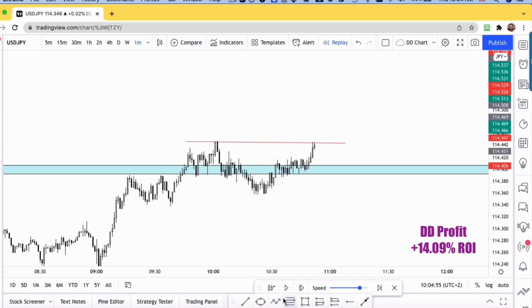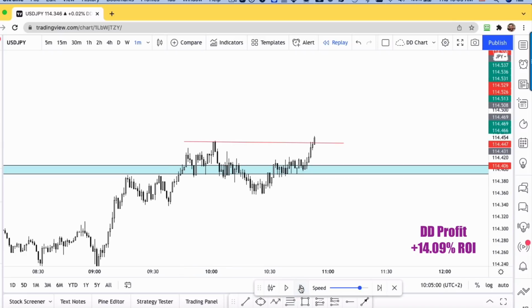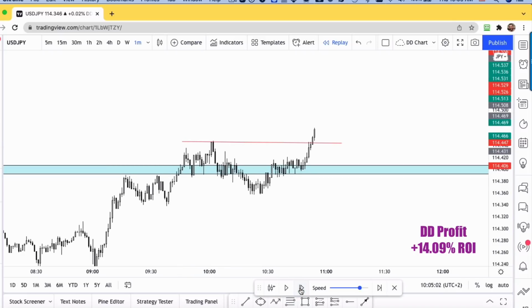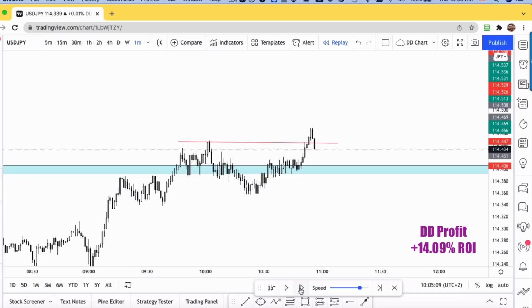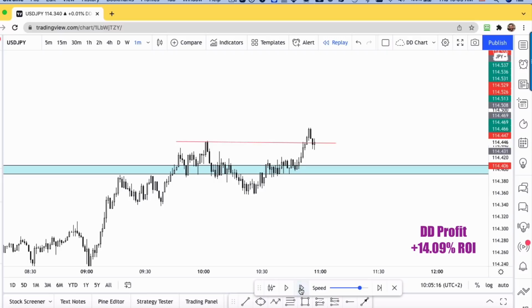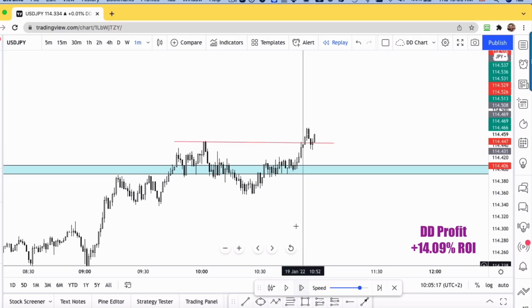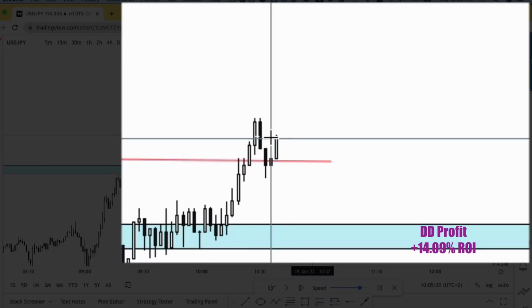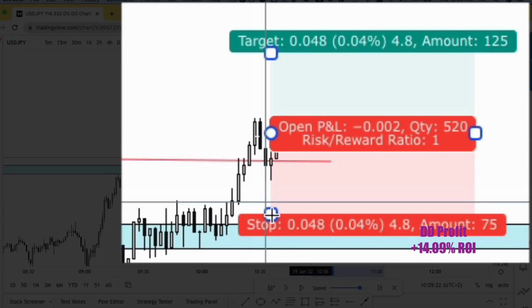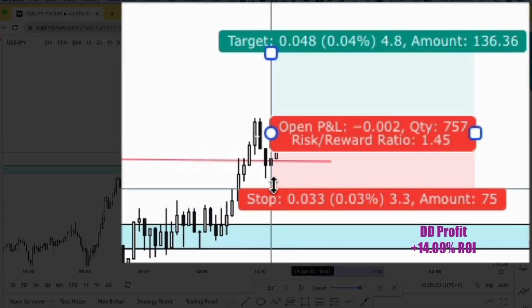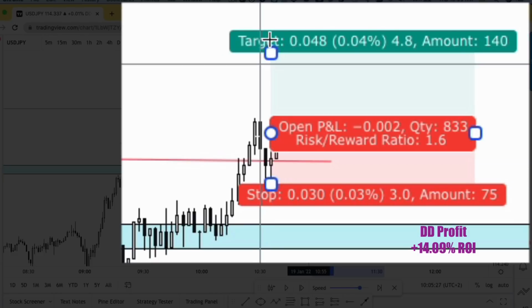I just don't want to get in and then be rejected by this point. I hate when that happens. So we're breaking it. Let's wait for a retest of that small little line that I drew. There we go. Now I just want to see another bullish candle and I'm in. Yeah, so I would get in right there. I'll tell you why. First, let me just set it up.